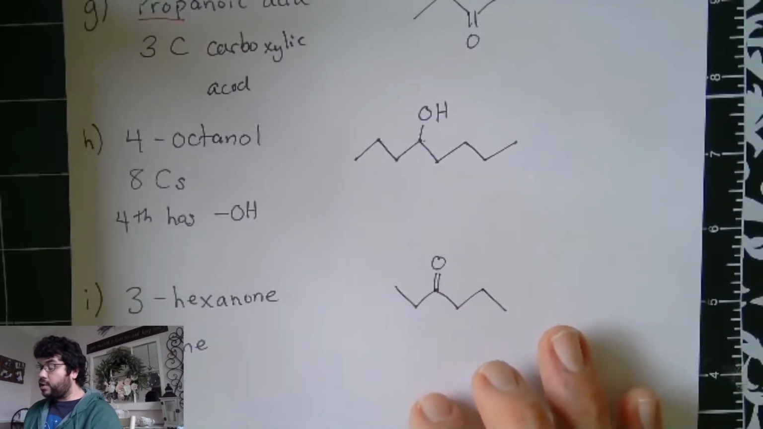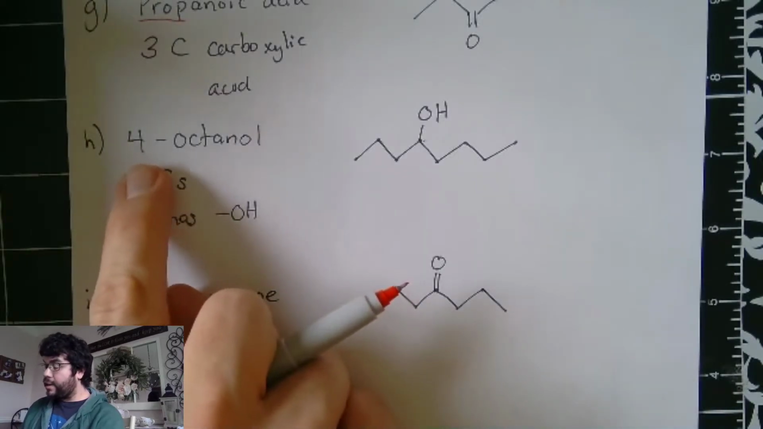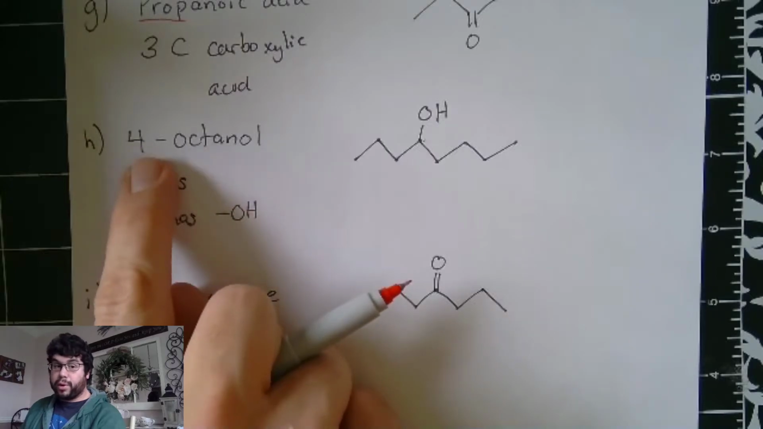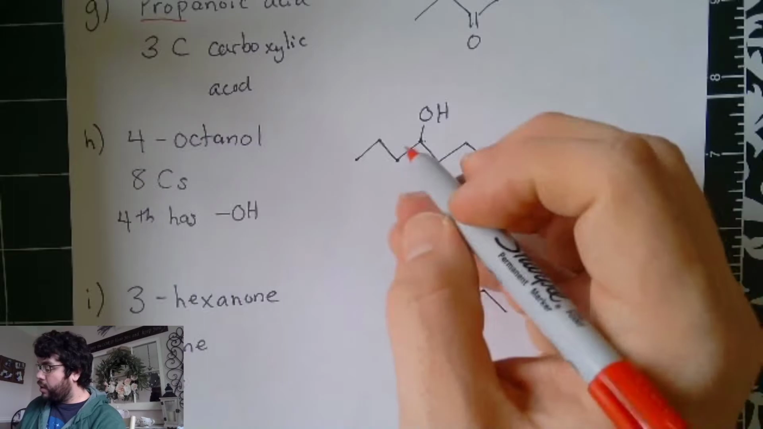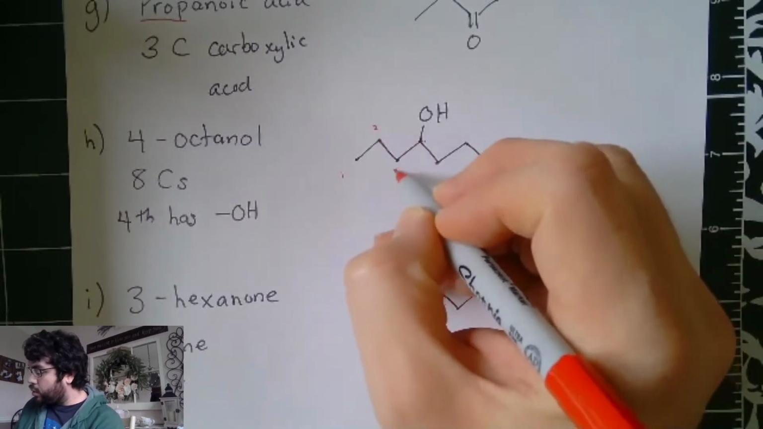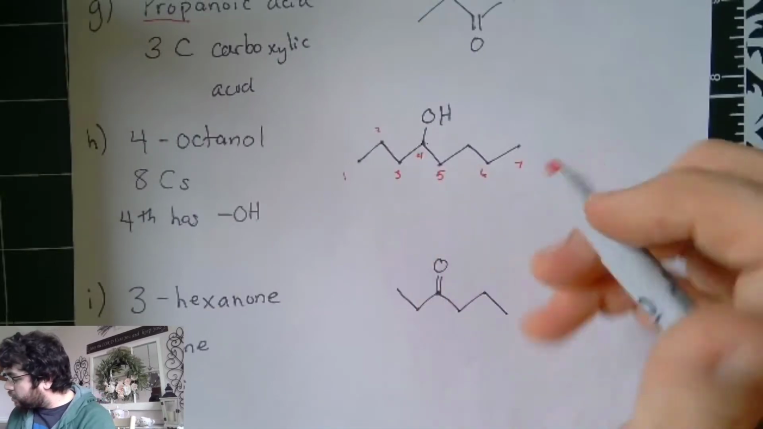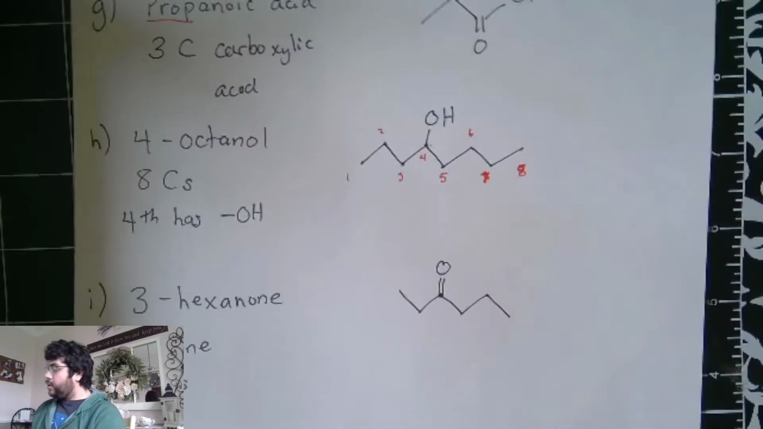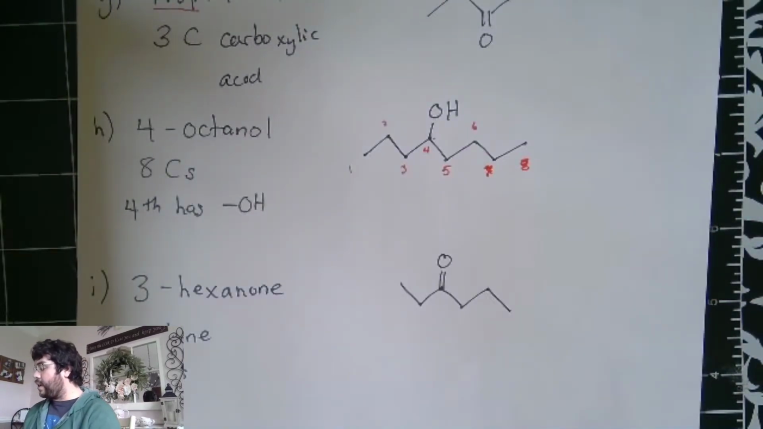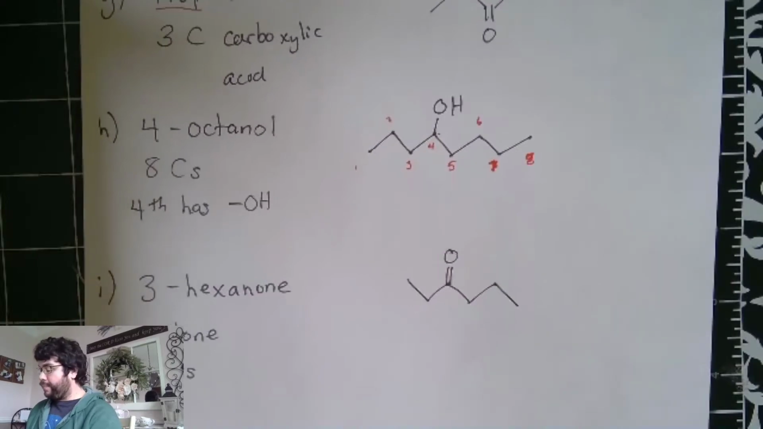H, 4-octanol. That is an 8-carbon structure, and then it's telling us that the hydroxyl group is going to be on the 4th carbon. Okay, so the 4th carbon has the hydroxyl group. And so I'm going to number it 1, 2, 3, 4, 5, 6. Did I not? 6. Oh, whoops, 6, 7. There we go. I can count. 1, 2, 3, 4, 5, 6, 7, 8. 8 carbons for octa, and then the 4th carbon is going to have that OH group on it.